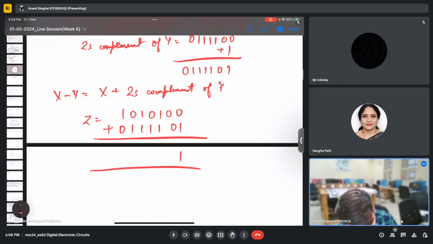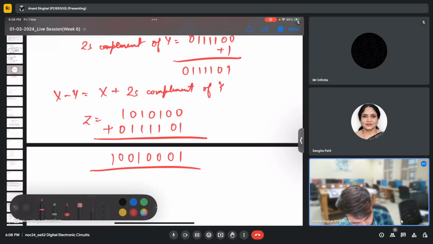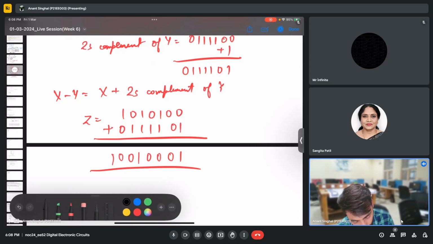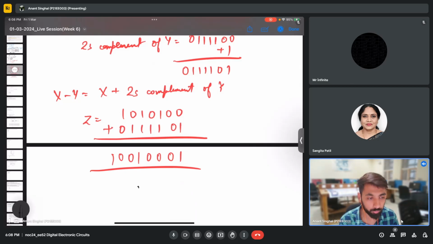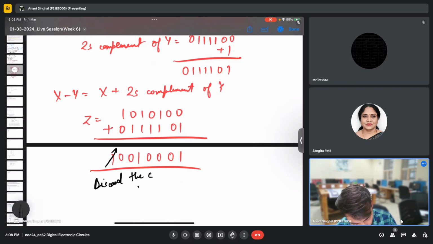So I'm doing the same. 0, this will be 1 and 1, 0, this will be 1, 0, 1. So you can see we have got a carry here. This is just basic binary addition. So once we get, there are two possible cases, you will be getting a carry or you might not be getting a carry. So if you get a carry, you need to just discard the carry, and whatever is left will be your final answer.